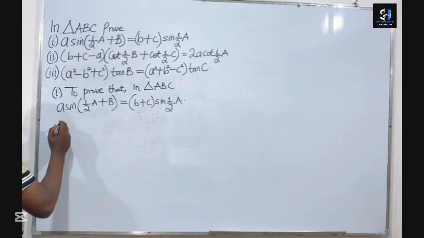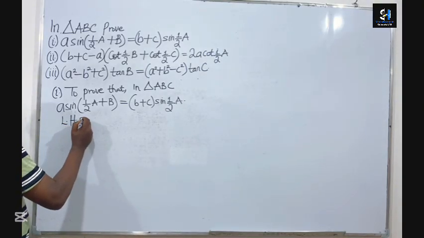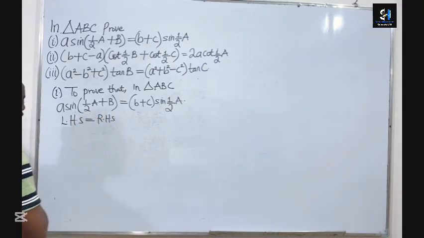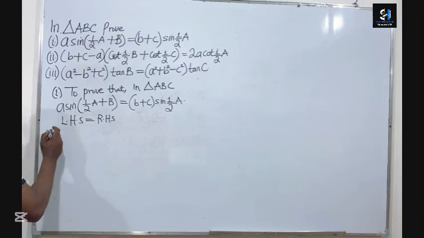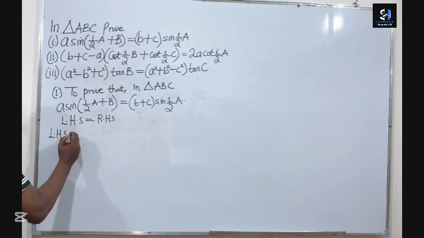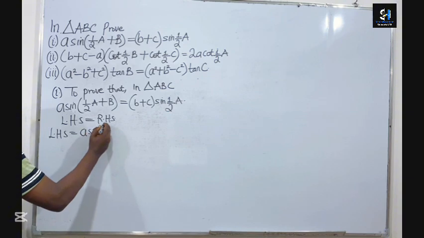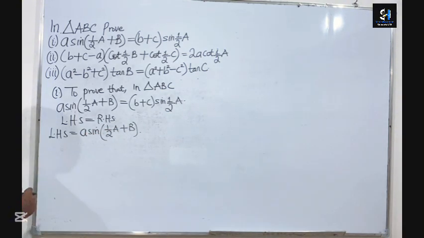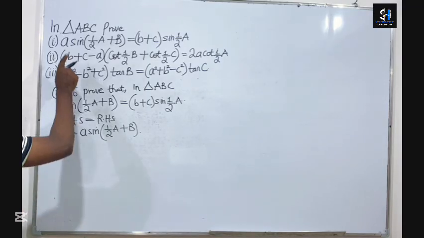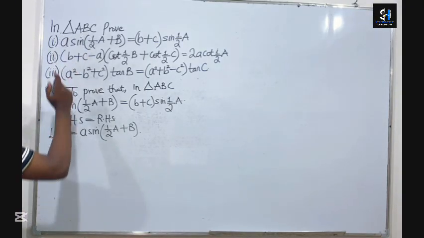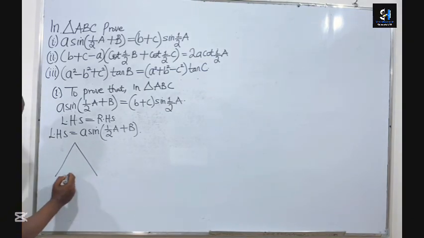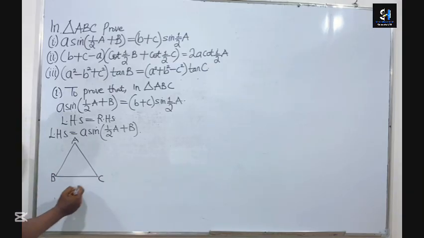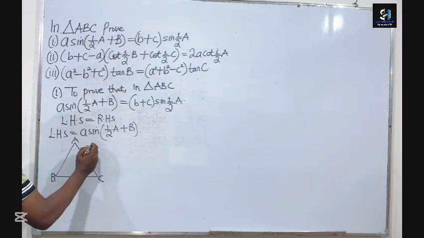Now first we need to understand that the left hand side is equal to the right hand side. So I can start from the left hand side. The left hand side is equal to a sine of 1/2 of (angle A plus angle B). Now we are given that this is triangle ABC, so I'm going to use the angle sum property.